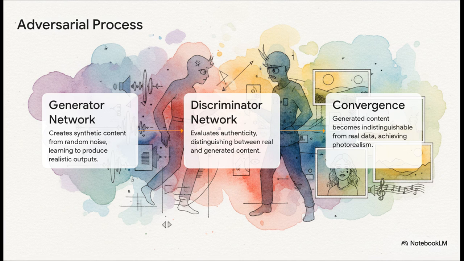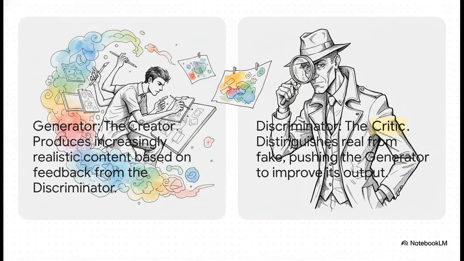Okay, so how does this duel actually work? Well, first you have the generator. It just starts by creating something from random noise, basically digital scribbles. Then the discriminator network steps in. Its job is to look at that creation and say, is this real or is this a fake? It's the detective. This goes back and forth until you reach what's called convergence. That's the moment the generator's content gets so good, so convincing, that the discriminator just can't tell the difference anymore. It's like an art forger and a critic locked in a room. The forger just keeps painting and painting until the critic is completely fooled. That's the win state.